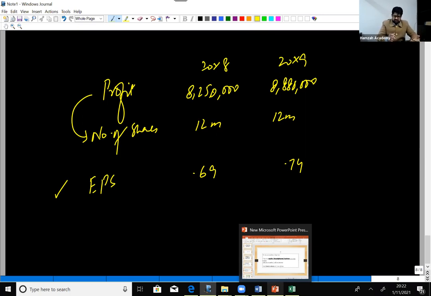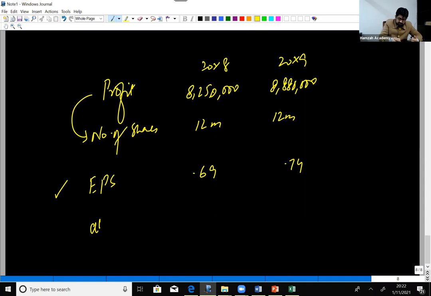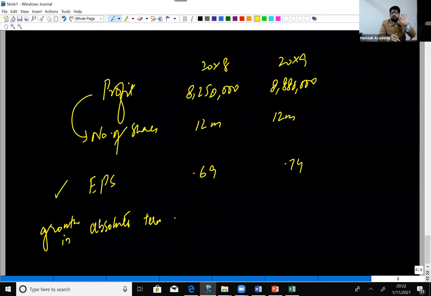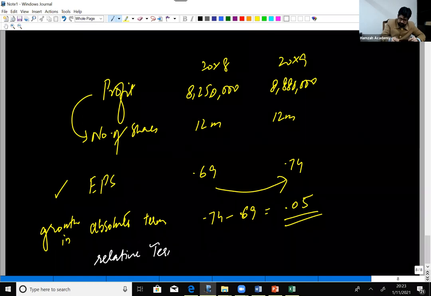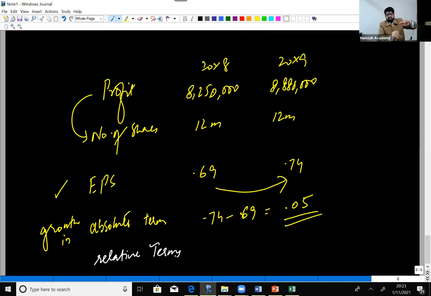Second, they said to calculate growth in absolute terms. Absolute means quantity, amount. So what is growth? The difference, which is equal to 0.05. This is the absolute term increase in EPS from one year to the other. And growth in relative terms. Relative means percentage increase. Answer in percentage.